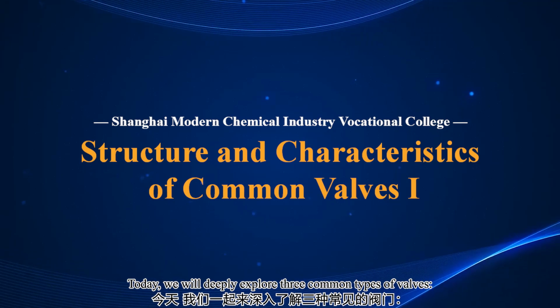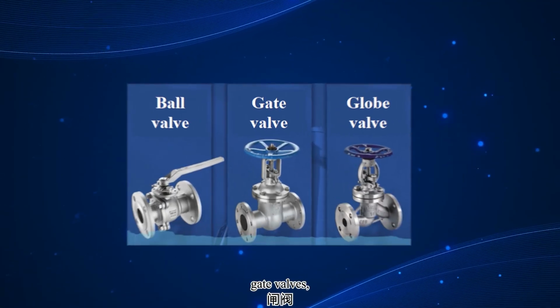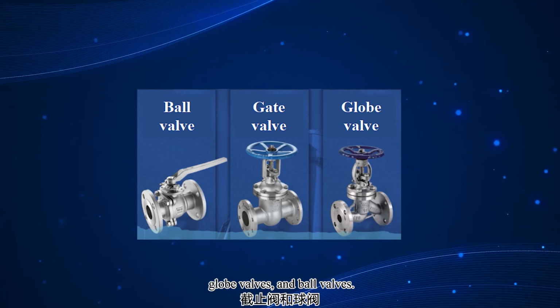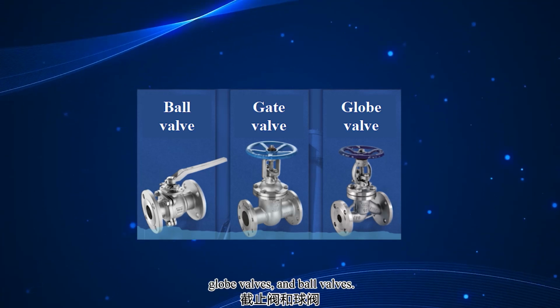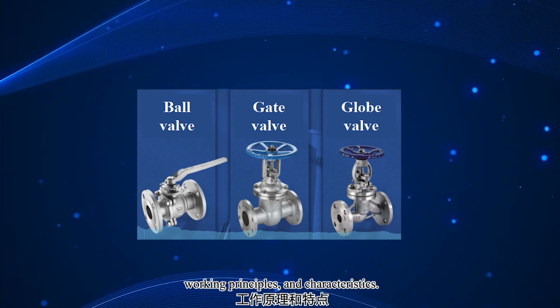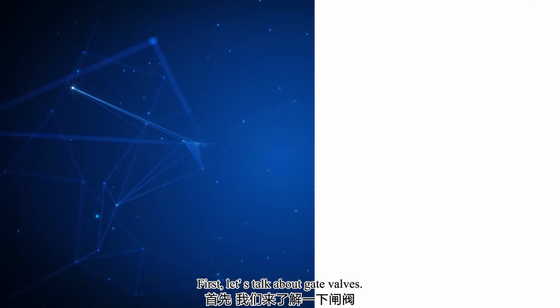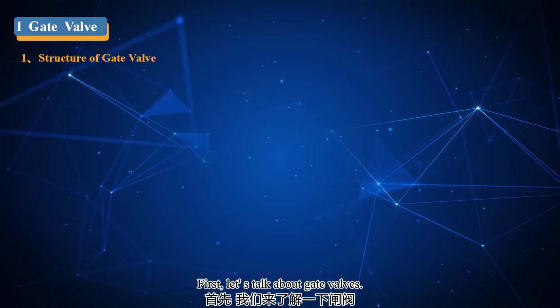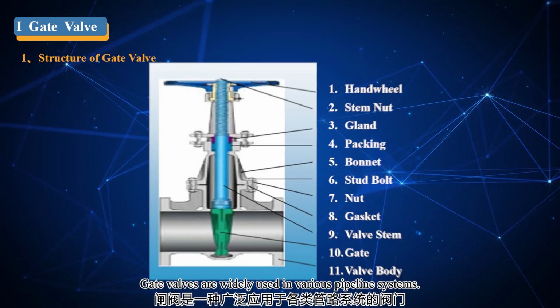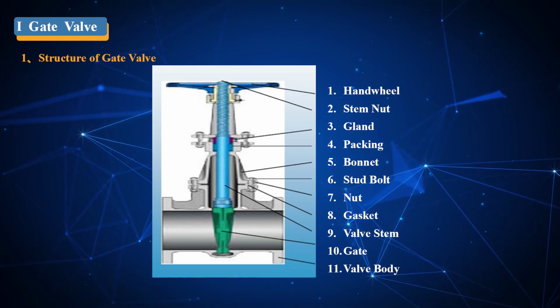Today, we will deeply explore three common types of valves: gate valves, globe valves, and ball valves. We will learn their structures, working principles, and characteristics. First, let's talk about gate valves. Gate valves are widely used in various pipeline systems.